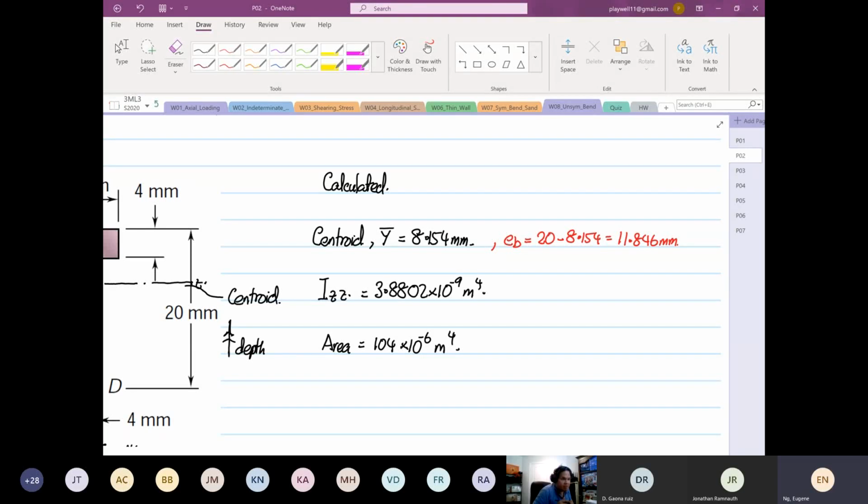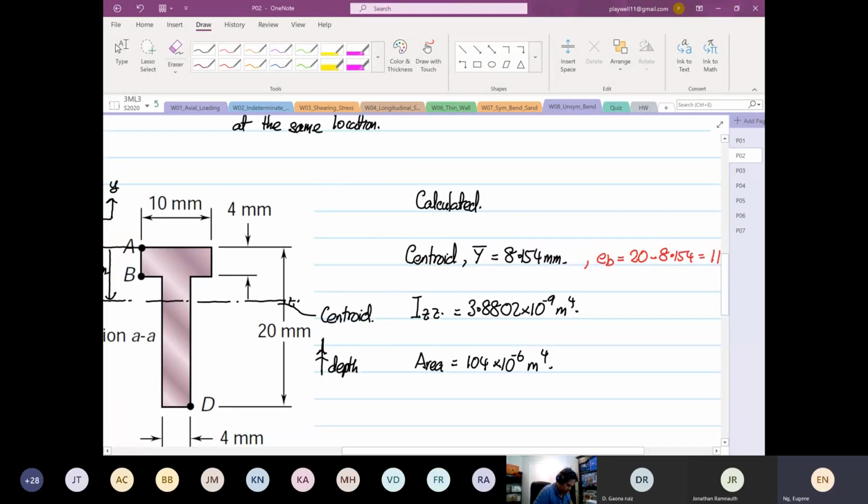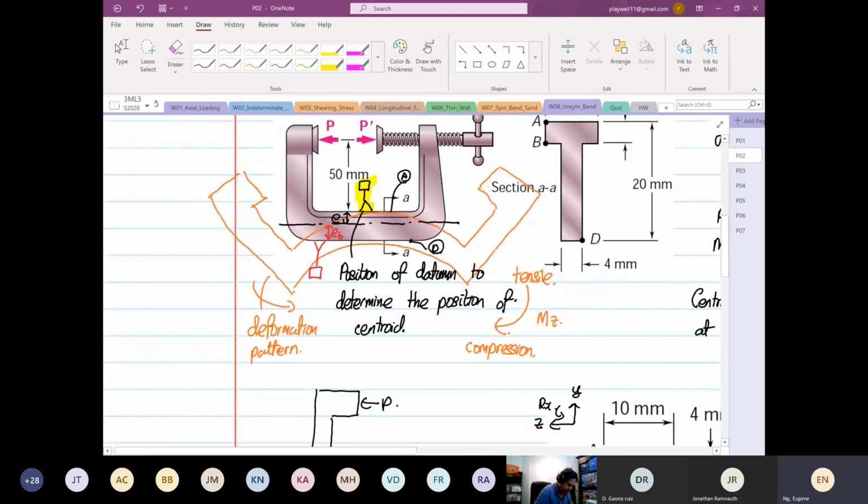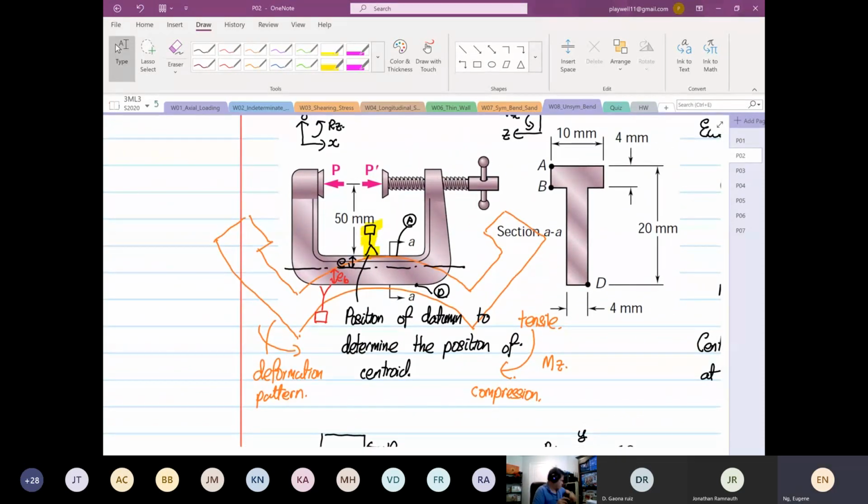We repeat the deformation pattern and directions of Mz. So the deformation pattern, I do apologize, okay? You asked that question 11 minutes ago.